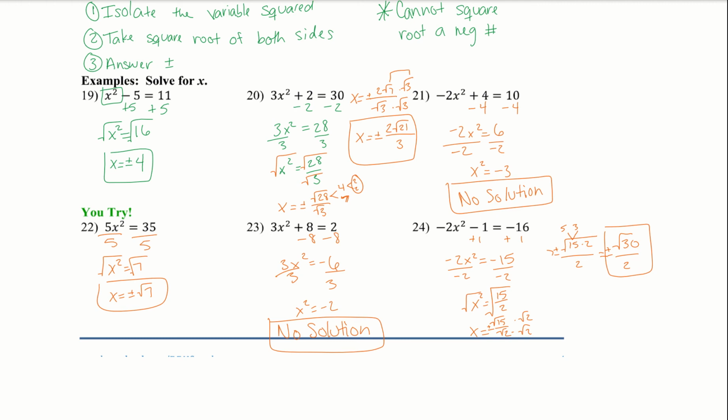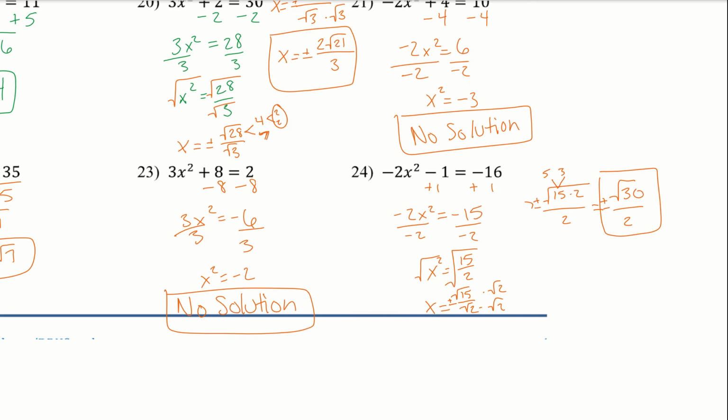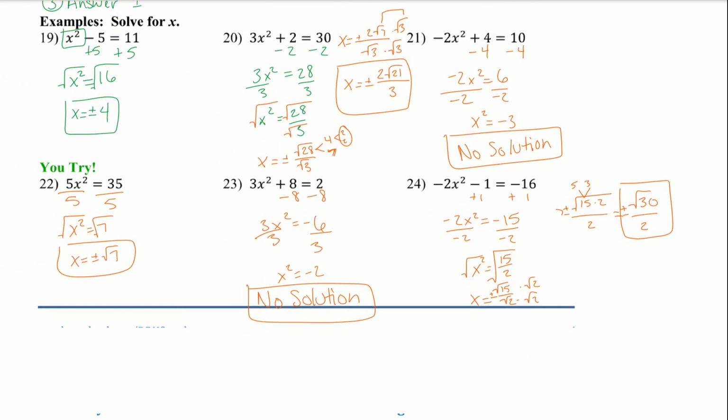One thing I do want to point out is for number 24, if you notice that we had a negative 16 over here and you're like, oh, it's no solution, you do have to make sure you are going through the entire process before you decide no solution. Yes, it is currently equal to a negative number, but once we add the 1 and divide by a negative 2, we end up with a positive number to give us a solution. So it's okay if it is initially equal to a negative number. It's if just the individual square is equal to a negative number.